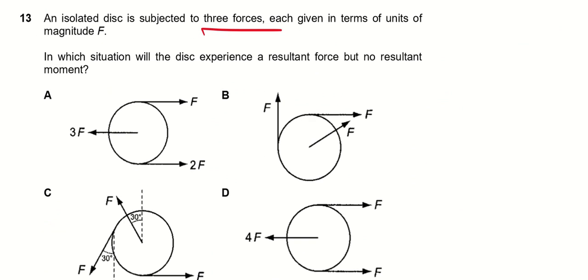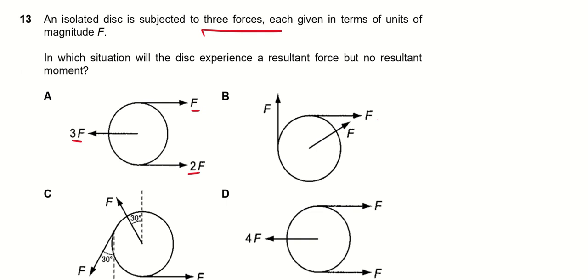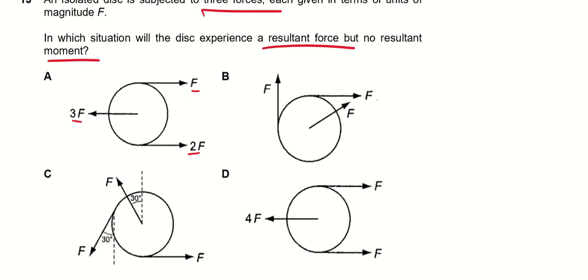So this is moments. So they are subjected to 3 forces, and the forces are not of equal value. If you see in A, F, 3F and 2F, right? But over here the forces are all the same. They're asking for which disk will experience a resultant force but no resultant moment. So we can take all the pivot to be in the center because we are dealing with moments. So we take pivot to be in the center.